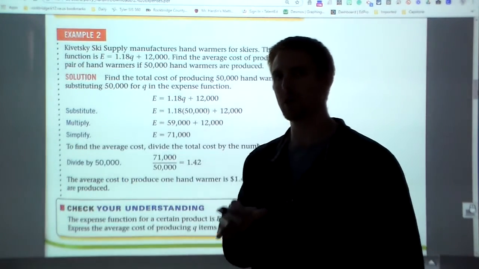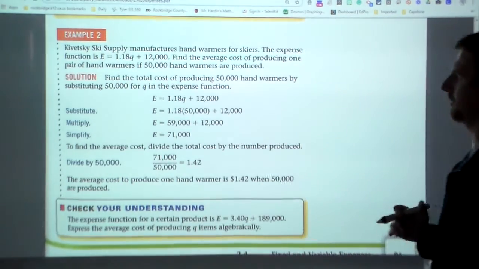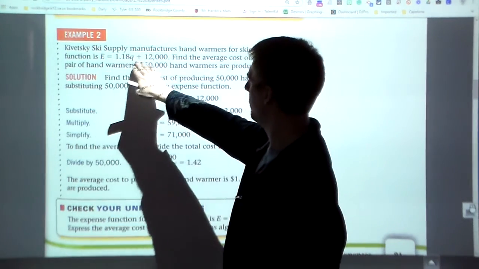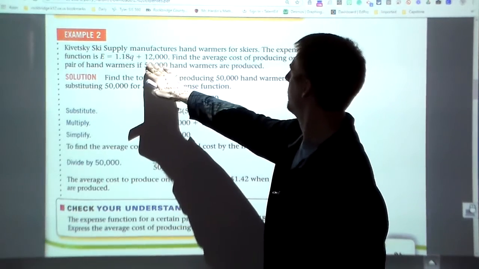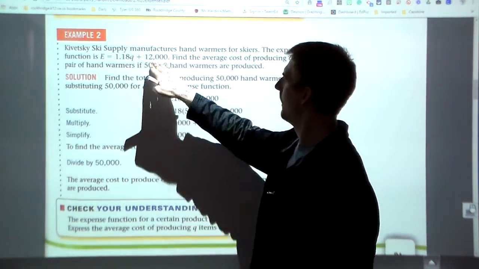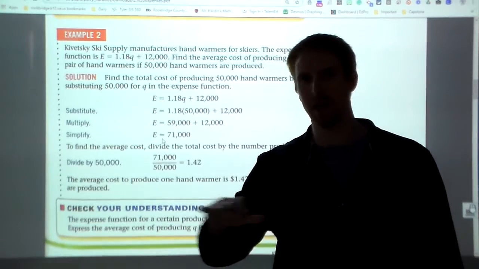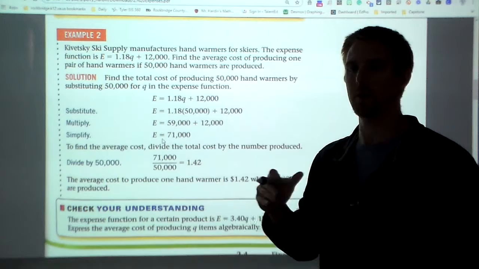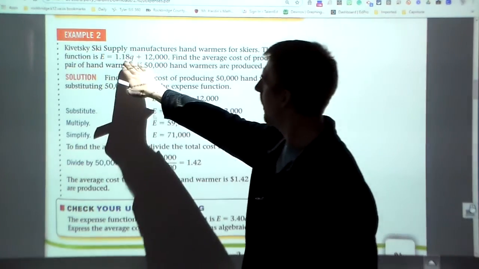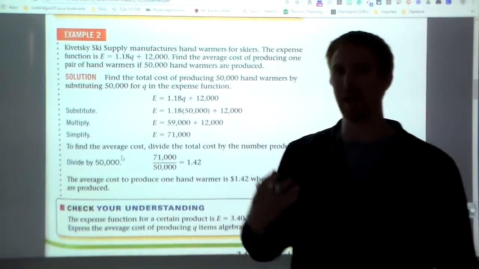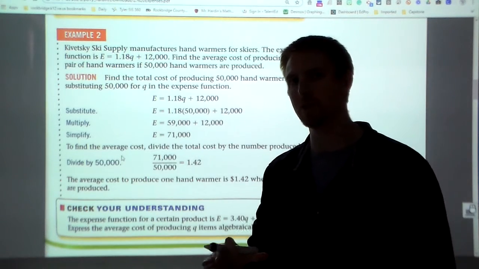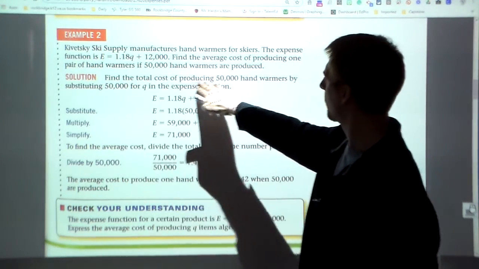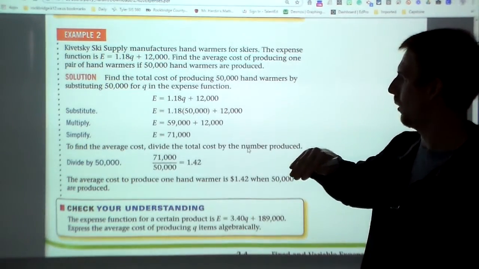Okay, I mentioned average cost a second ago. So that's what this example talks about, is average cost. They give us the expense equation, 1.18Q plus 12,000. What that means, they're making hand warmers here. So they've got $12,000 set fixed cost, no matter what happens. Even if this business can't even open, they're paying that per month. It costs them $1.18 per hand warmer to make. They're probably going to sell it for more than that, but that's what it costs them to make it. Okay? It says find the total cost of producing 50,000 hand warmers.